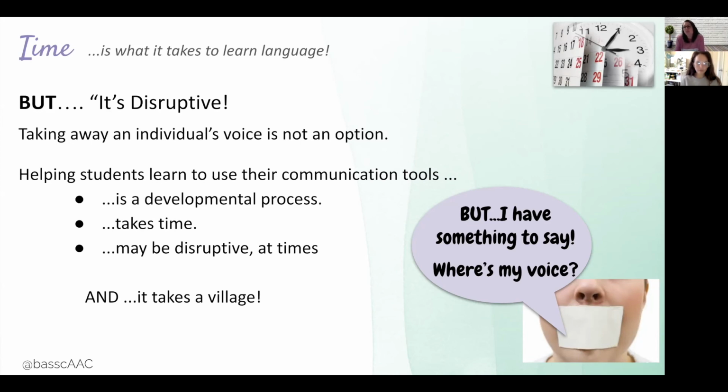It may be disruptive at times, but that's also the great thing about working in schools, that we have a village at our hands, and it takes a village to do this. You know, it's going to take the paraprofessionals or the program aides, the classroom aides, the teacher. It's going to take our gen ed teachers, our special education teachers. It's going to take our administrators who come in and interact with our AAC users, all the related service personnel that come in, and the peers as well in the classroom. It takes a village and all of us working collaboratively and cooperatively to be able to accomplish this.